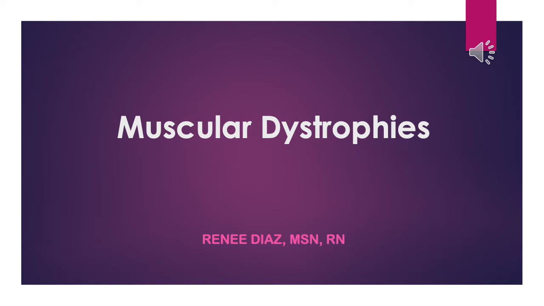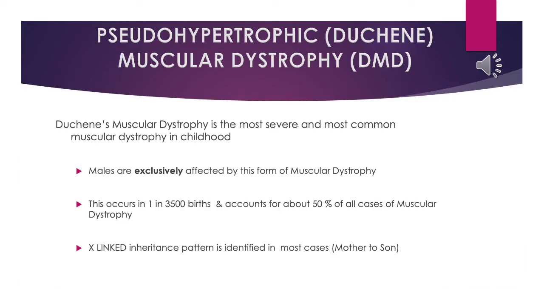While there are many different kinds of muscular dystrophies, for this class, the one we're going to be focusing on is Duchenne's muscular dystrophy. As I said before, there are more than 30 different types of muscular dystrophies. Duchenne's is the most severe and the most common type. It exclusively occurs in males, and it is X-linked, meaning that it passes from mother to son.